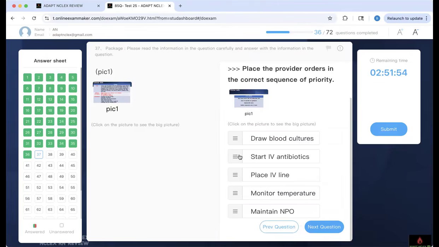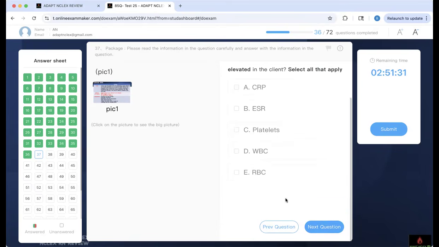Of course, we have to draw blood culture. And as we draw the blood culture, we place the IV in place. We start the antibiotic. We monitor the temperature. No, we make the kid NPO and we monitor the temperature. So draw your blood culture, place the IV after you draw the blood culture, start the IV antibiotic, maintain the kid NPO and monitor the temperature.